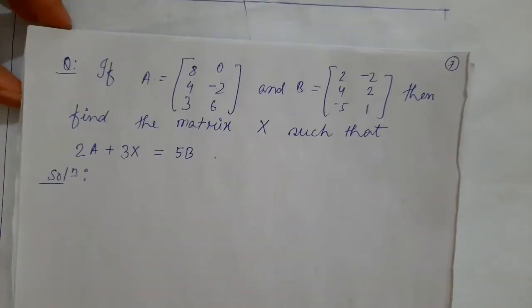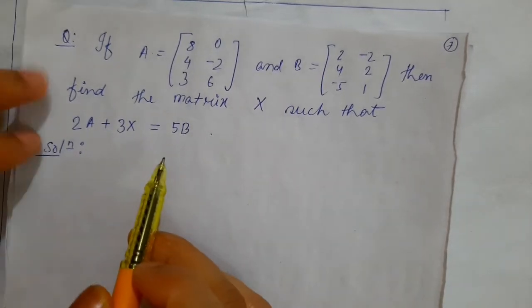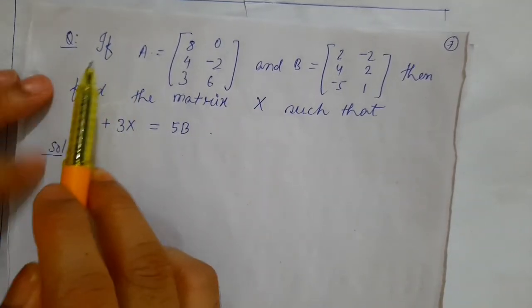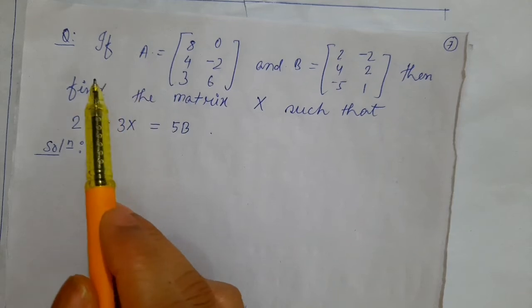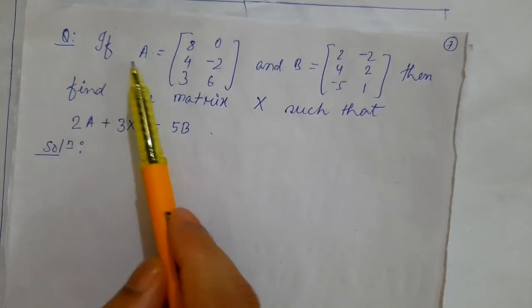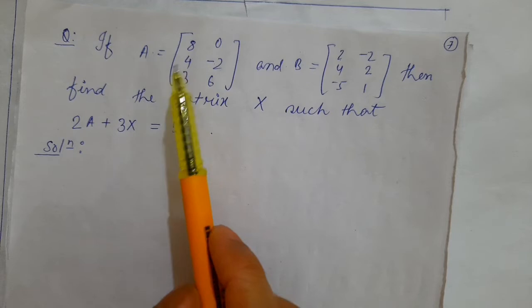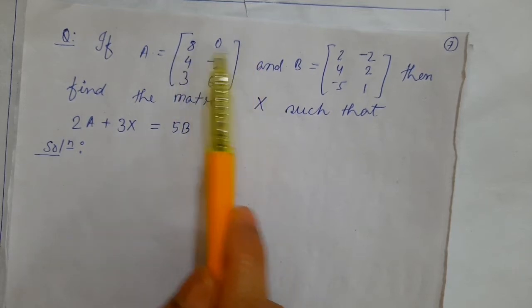Now we will discuss a question. It is a question from the NCERT book. I am giving you the question from the NCERT book itself. The question is, if a matrix is given, what is the order of this matrix?